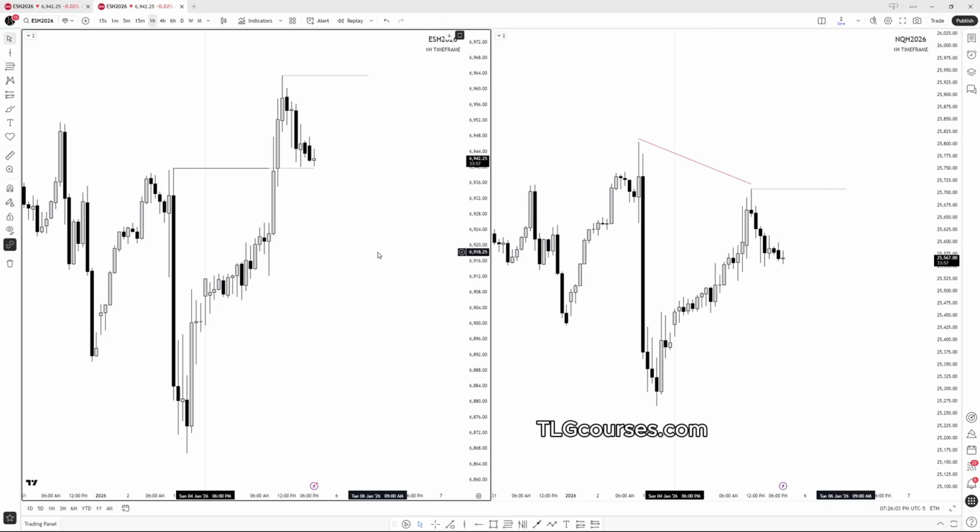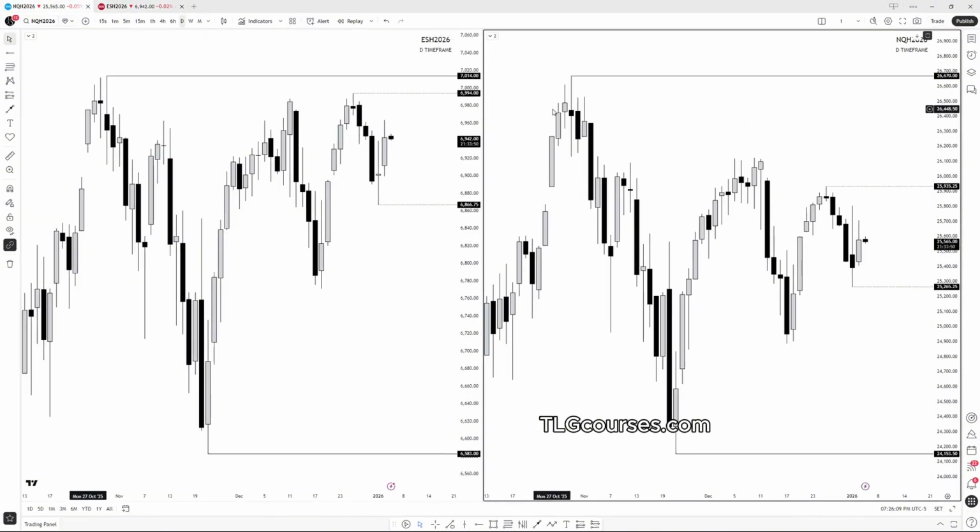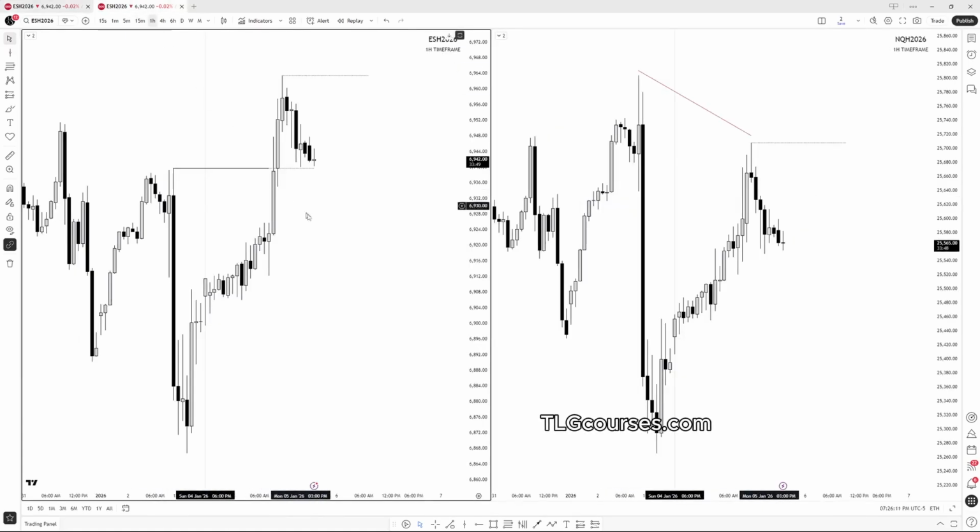Why do you not look at the Dow? We'll incorporate the Dow soon. For now, we'll just look at the S&P 500 and the Nasdaq. That's it.